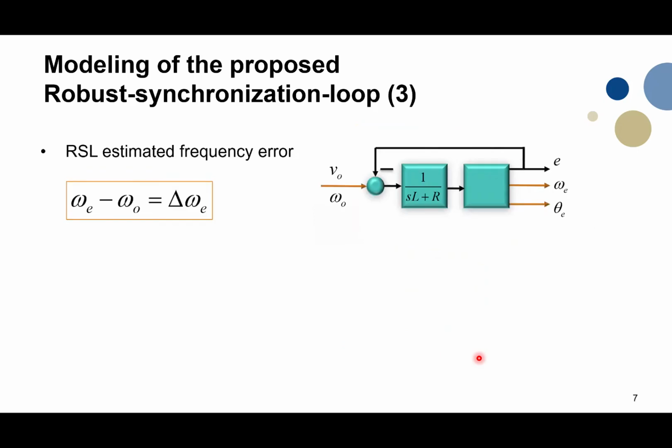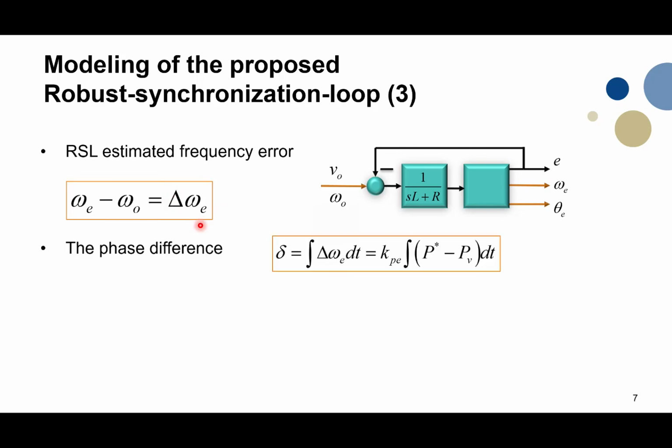So now we want to estimate the frequency using our synchronization loop. We are assuming that this is the frequency of the point of common coupling, and this is the estimated frequency. And there is some frequency deviation. We want to make this frequency deviation 0. So in order to do that, we introduce an integrator here. We use an integral controller to make this frequency error 0. So that's how we got this equation that gives us the phase error, and then we want to have the phase error to 0.